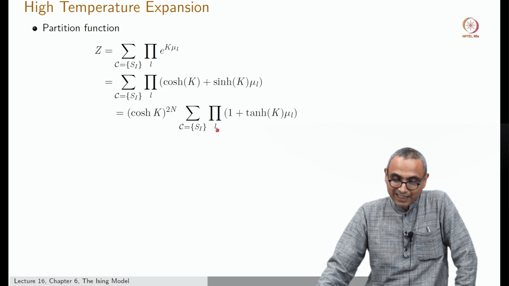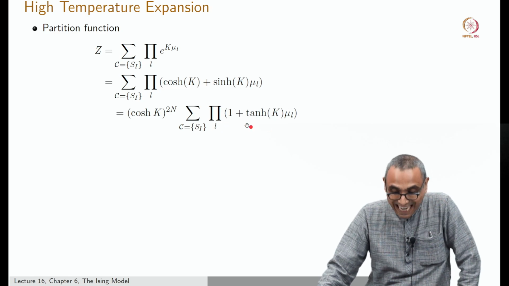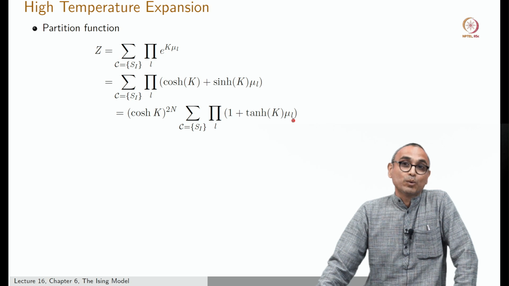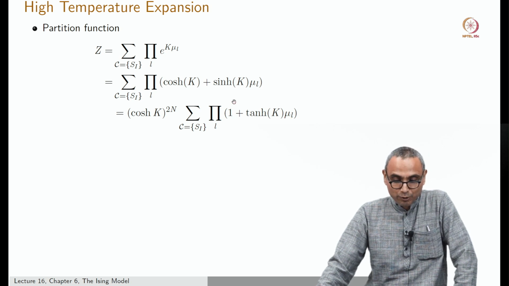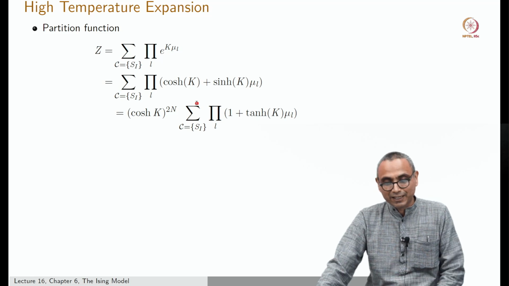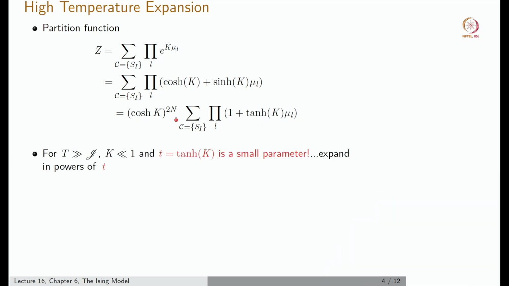And here again I have the product over all links, 1 plus tanh k times mu l, and this has to be producted over all links, and I have to sum over all the spin configurations to get my partition function. So when T is much greater than J, this K is much smaller than 1, and little t, this is our definition, which is equal to tanh k, is a small parameter. Okay, so we have found a natural small parameter at high temperature, and what we can do is we can now expand this in powers of little t.